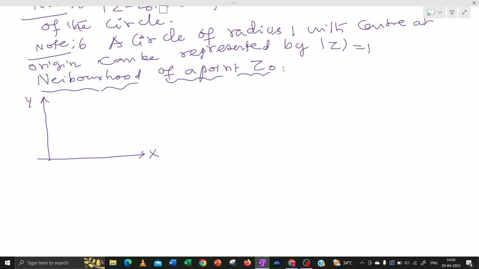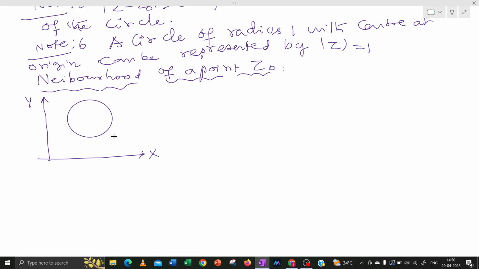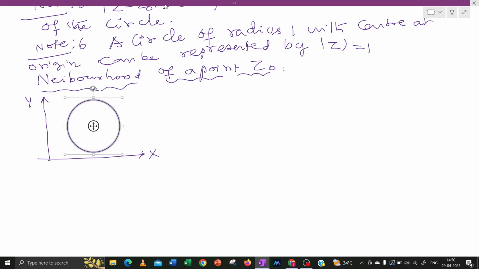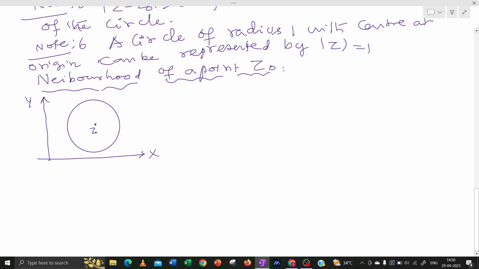Now we can draw a proper circle here. Draw the circle. It's looking good. Now what is the center here? Z0 is the center, and then some point Z is there. Delta is the radius. So what is meant by neighborhood?